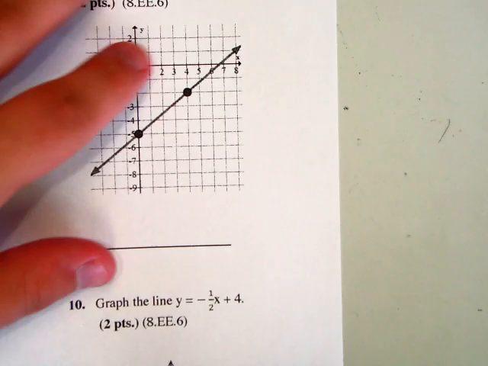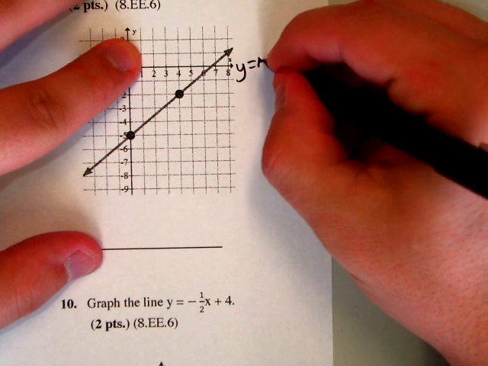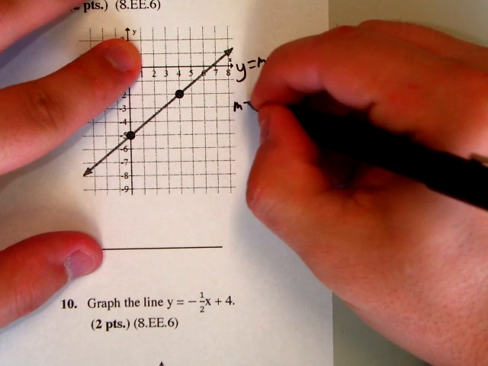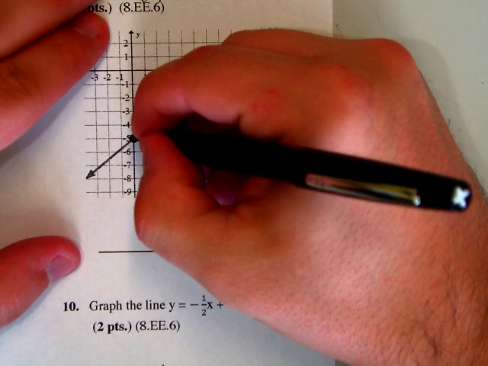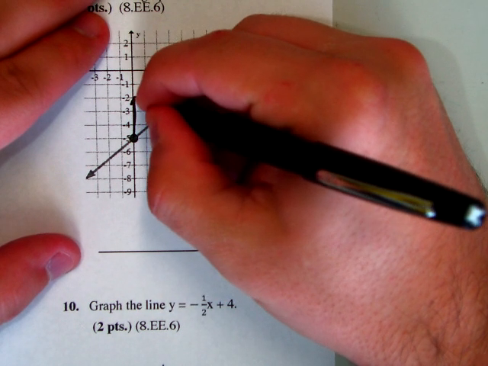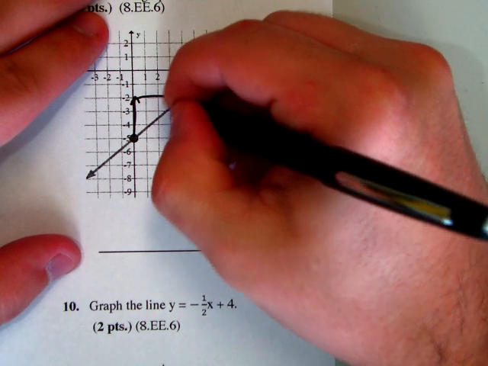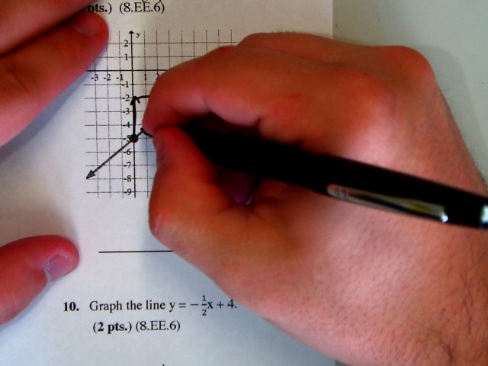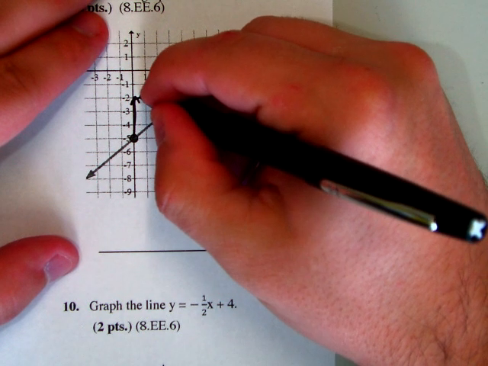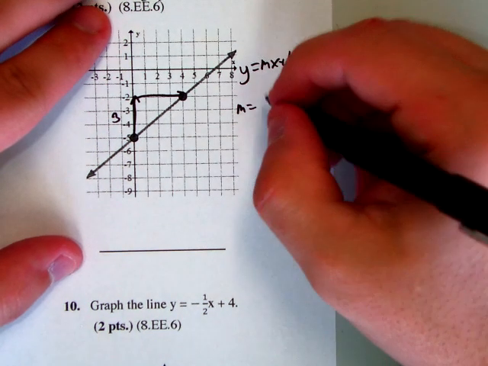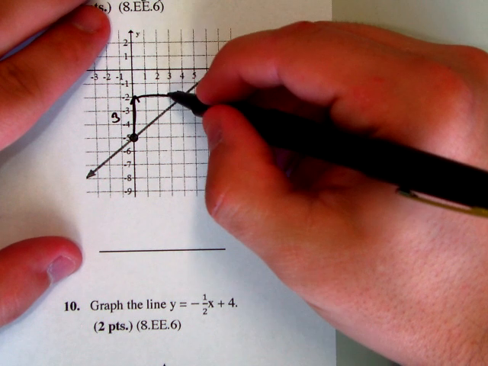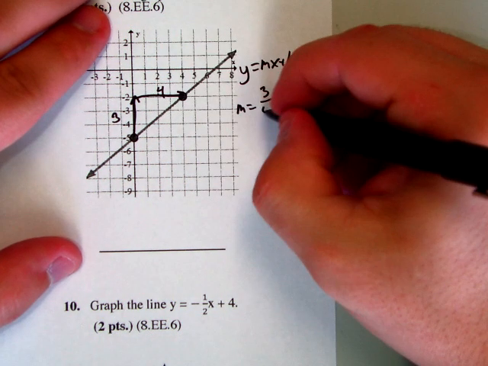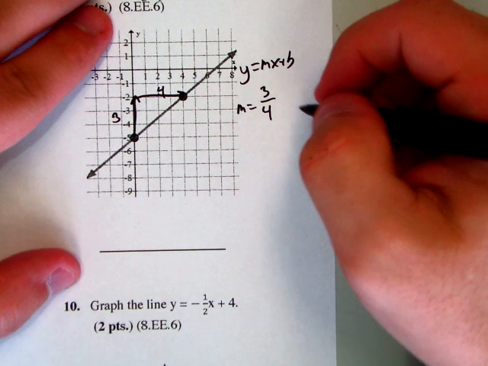Number 8, same exact process. y equals mx plus b. Need to find the slope. Here are the two ordered pairs that we're going to be looking at. So I have to go up and to the right. So here this is up 1, 2, 3. So the rise is 3. Here we go over 1, 2, 3, 4. So the run is 4. So the slope is 3/4.